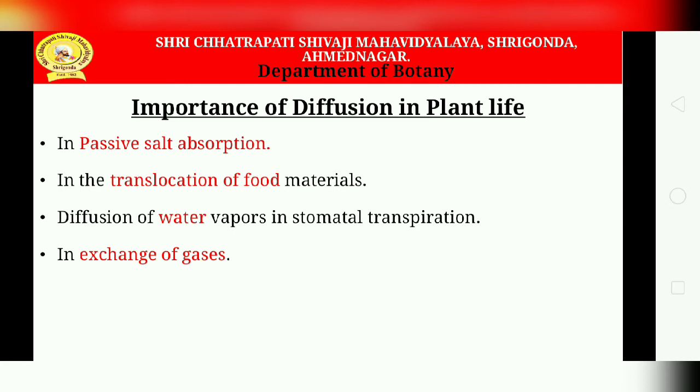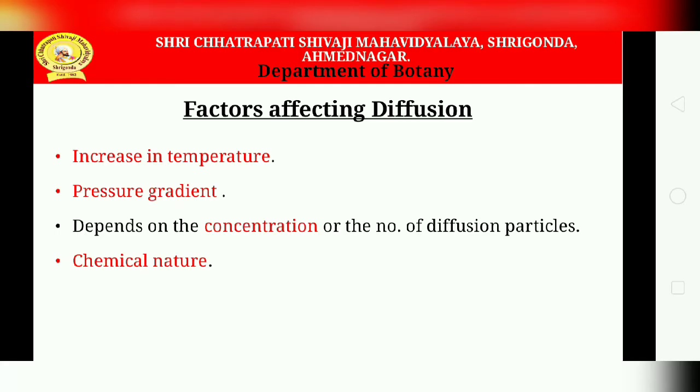Then diffusion of water vapor from the intercellular space into the outer atmosphere through open stomata, in stomatal transpiration. Then the exchange of gases in the process of photosynthesis and respiration. So these are some of the importance of diffusion in the plant.